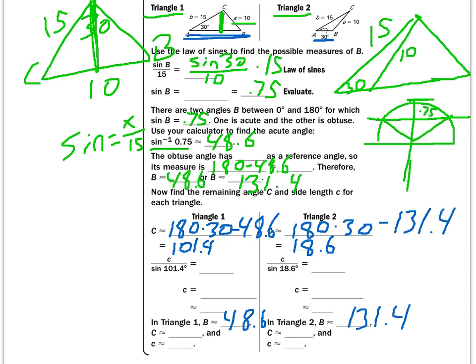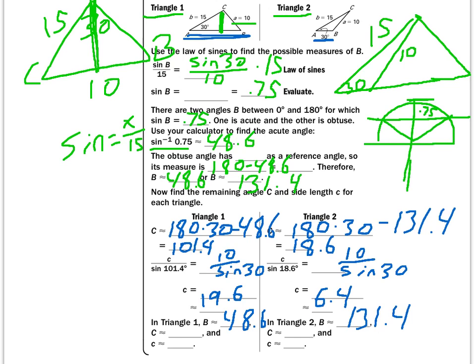Okay, so c is to the sine of 101.4 as 10 is to the sine of 30. And c is to the sine of 18.6 as 10 is to the sine of 30 also. One of them I'm going to multiply by the sine of 101.4 and end up with a 19.6 for my little c. The other one, when I multiply by the sine of 18.6, I end up with 6.4. Good stuff. A lot of work.